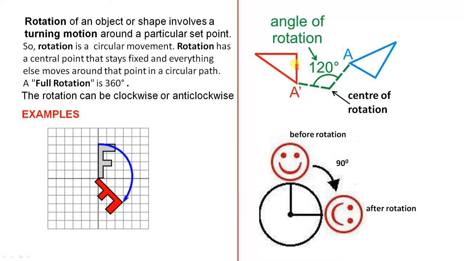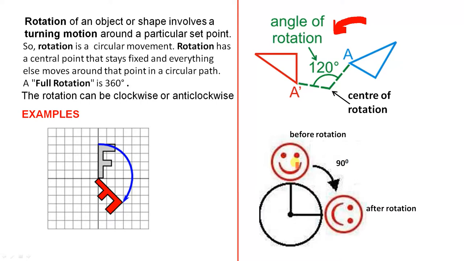Here we have, for example, the blue triangle, which let's say we call A. And the angle of rotation is 120 degrees. So if you rotate in that direction, you will end up with the red circle. And there's the centre of rotation there. So the shapes are the same, but they've just been rotated 120 degrees, and that's the angle of rotation.